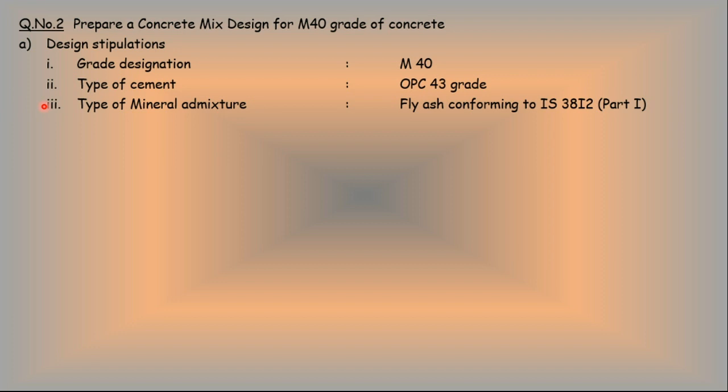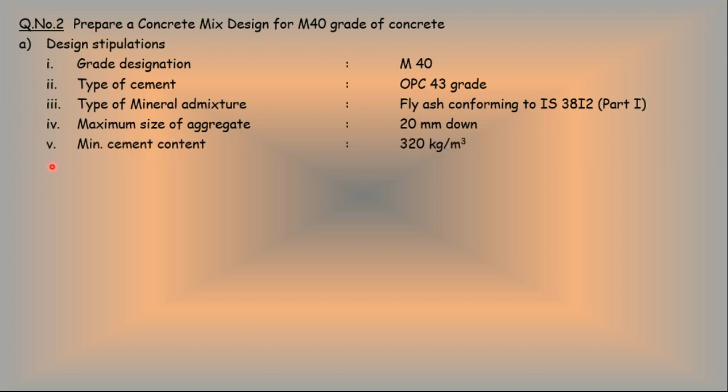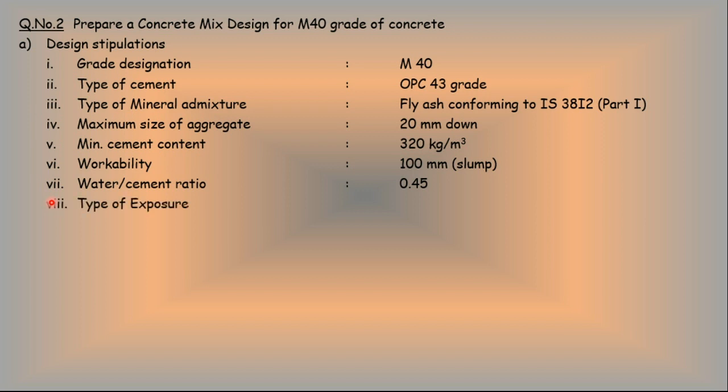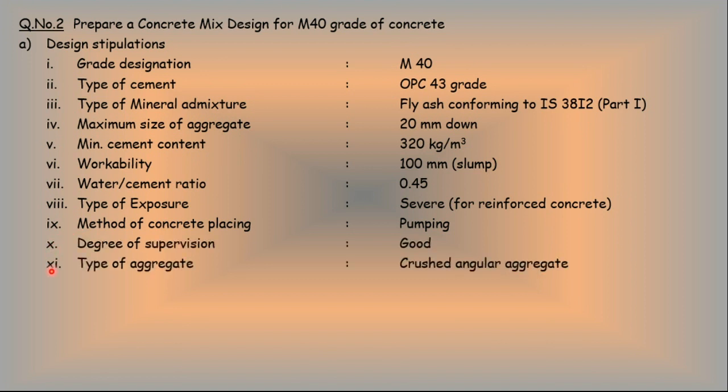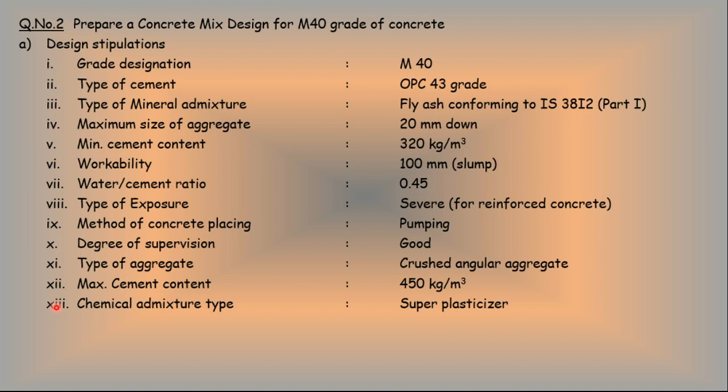Given data are like this: design stipulations, grade designation M40, type of cement OPC 43 grade, type of mineral admixture fly ash conforming to IS 3812, maximum size of aggregate 20 mm, minimum cement content 320 kg per meter cube, workability 100 mm slump, water to cement ratio 0.45, type of exposure severe, method of concreting is pumping, degree of supervision good, type of aggregate crushed angular aggregate, maximum cement content 450 kg per meter cube. Chemical admixture type superplasticizer is used.